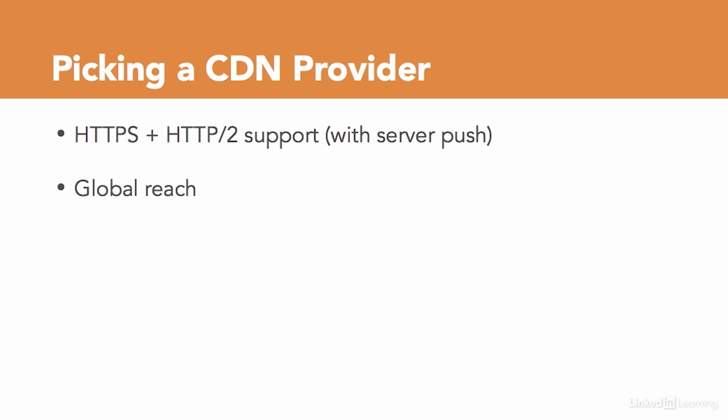Second, ask the CDN about their global reach and find out where their servers are. Some CDNs only have servers in the United States or in North America, while others have servers all over the world. And it's important to match your CDN choice with the audience you have. If your audience is primarily in North America, then you can go with a CDN with servers only here. If your audience is worldwide, then you have to make sure you have proper coverage.